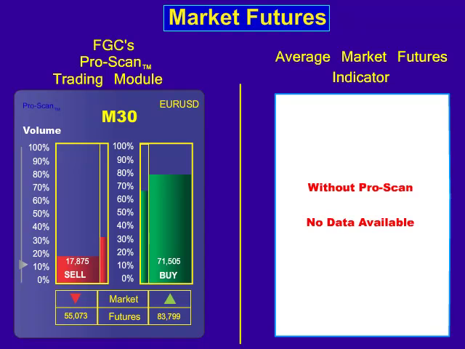The first type of order is executed immediately at the current price, and the transaction is complete. The second type of order is for a buy or sell to transact when a certain price is reached in the future. Here's an example of market futures.